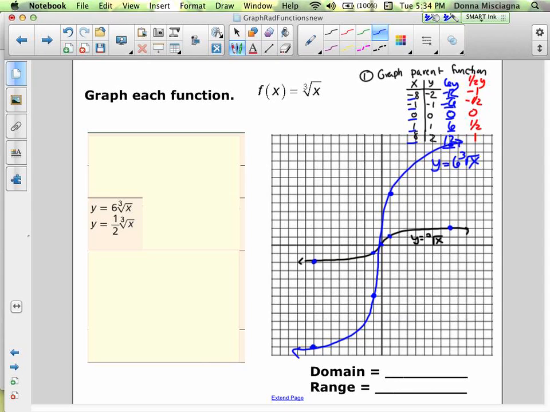All right, so look how fast those values are growing. And then we have the slow-moving 1/2. It has 0, 0, it has a half, and then it has 1. Poor little function. Look how slow it's going. So here is the red one, y equals 1/2 cube root of x. Look how much slower that one is. All right, but it doesn't matter what kind of cube root function you are, your domain and range are still the same.